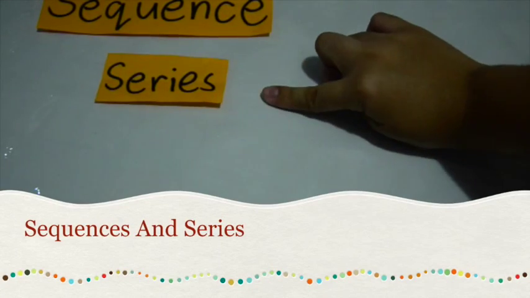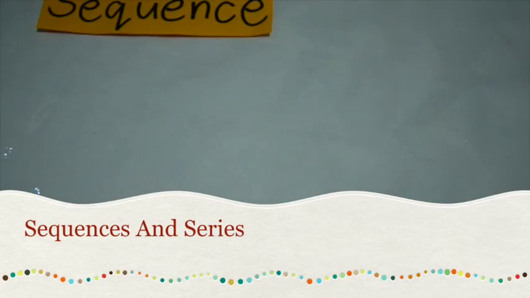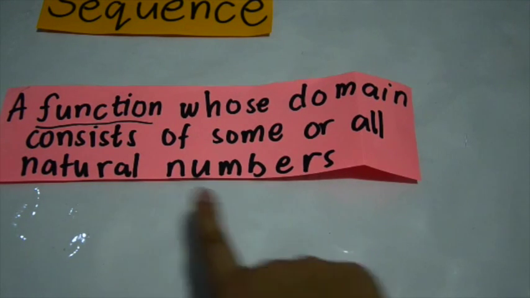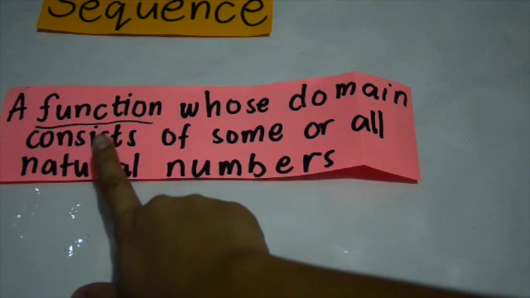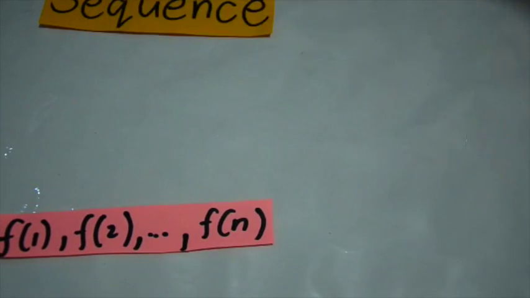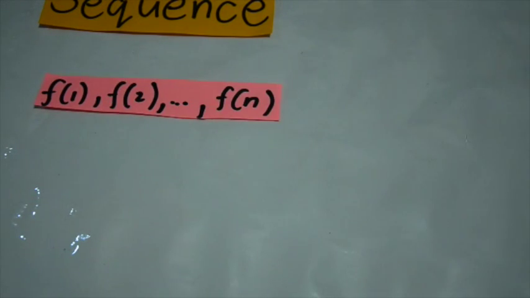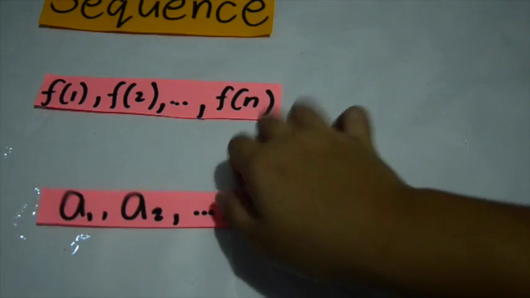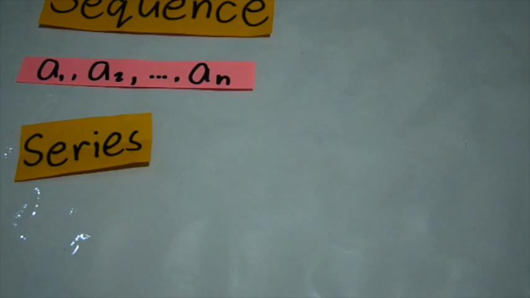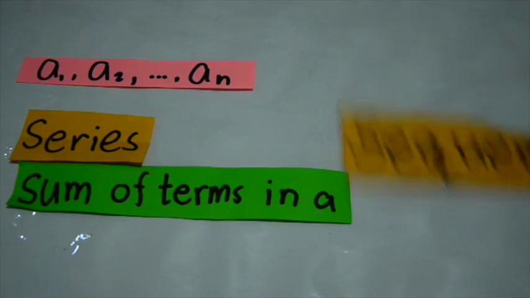Today I will be discussing sequences and series. A sequence is a function whose domain consists of some or all natural numbers. Since it is a function, we can denote it using functional notation, which is f of 1, f of 2, up until f of n. But in sequences, we use the terms a sub 1, a sub 2, and a sub n. One term is equivalent to one a sub n. And a series, on the other hand, is a summation of all terms in a sequence.